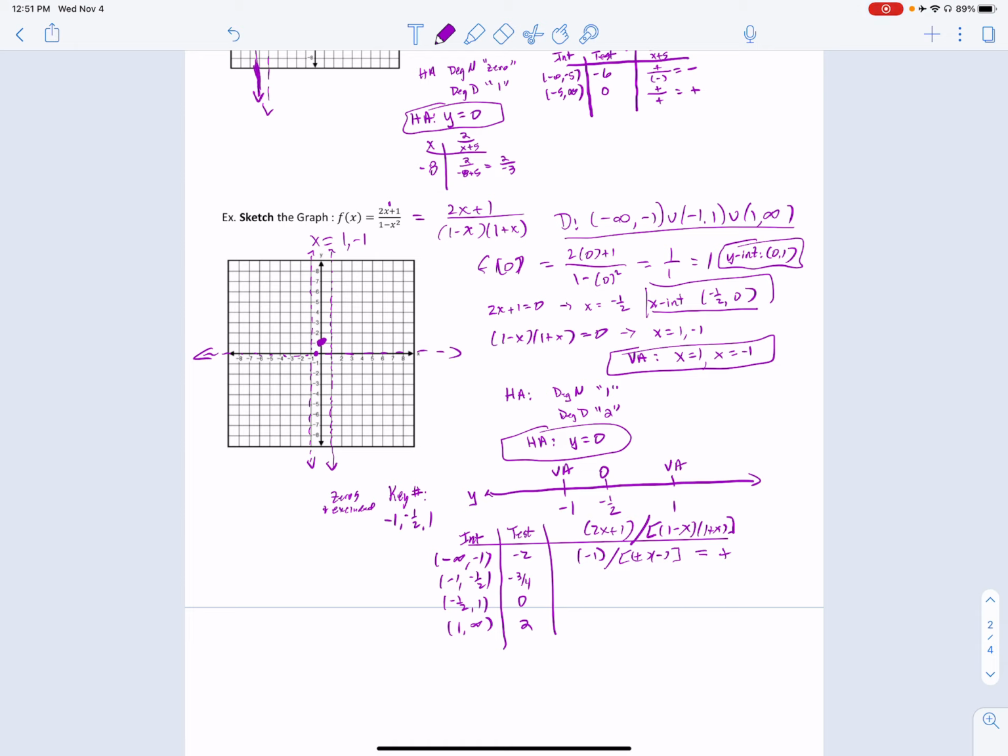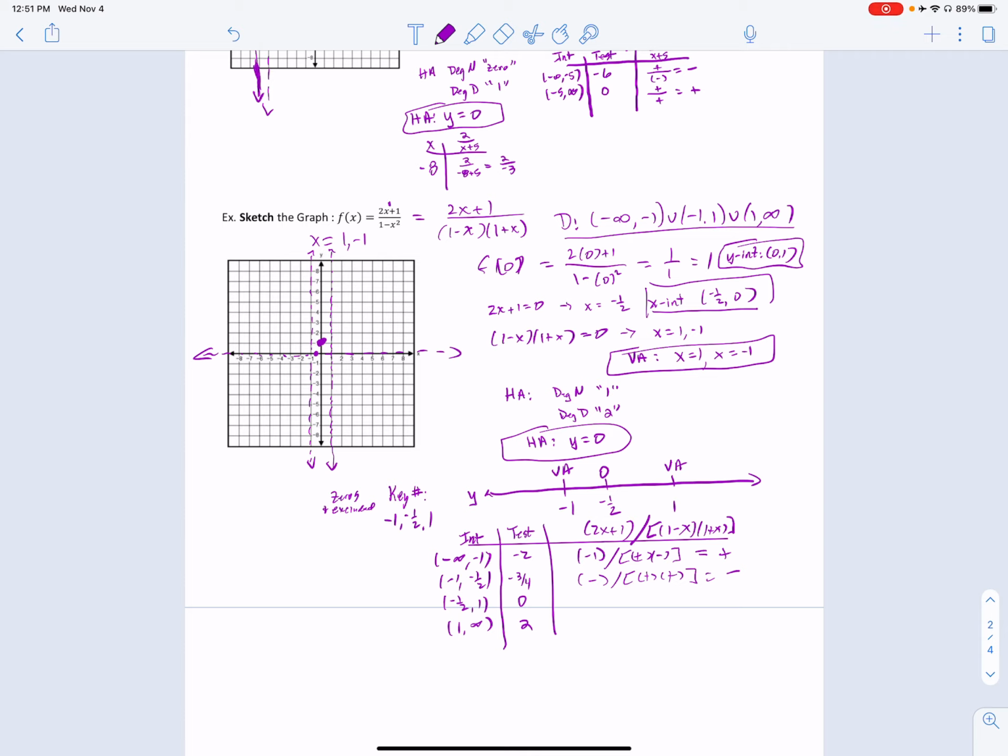If I put a -3/4 in, 2 times a -3/4 is a -3/2, plus 1 is -1/2, which is going to be negative. If I put -3/4 into 1 minus a -3/4, it's going to be positive. And if I put -3/4 into 1 plus -3/4, it's going to be positive. So we have that it's negative there.